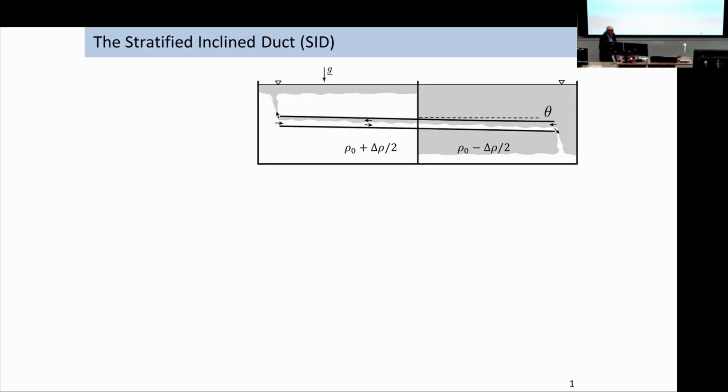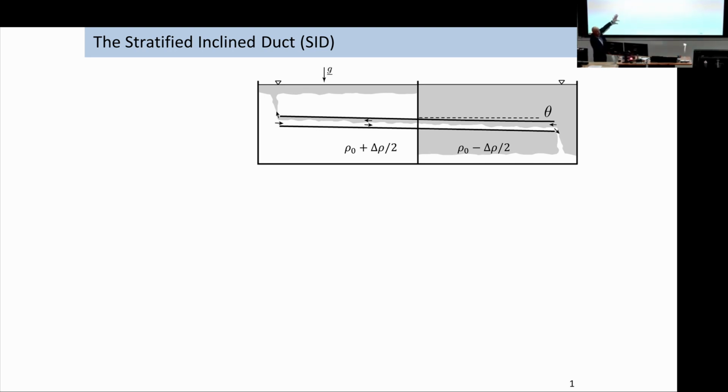Okay, so what is SID? Well, SID is a very simple experiment. You take a tank of water, you put a barrier in the middle, and you fill up one side on the left with dense fluid, and you fill up the other side on the right with less dense fluid.